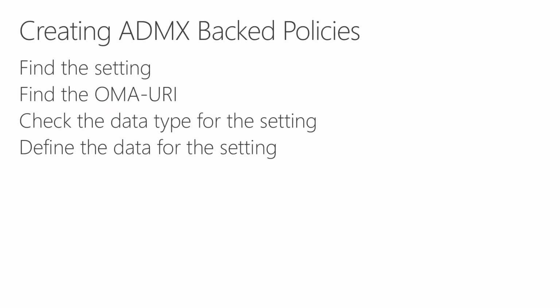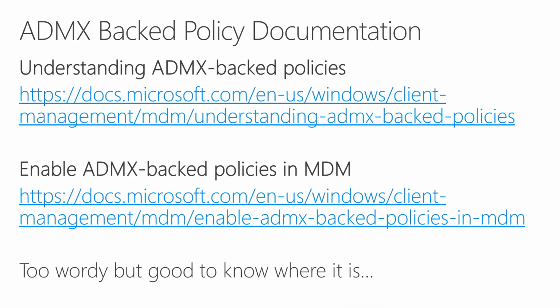So we've got a report, we know the settings we want. So when we're creating the ADMX-backed policy, we're going to take the setting, confirm the OMA-URI, check the data type for the setting, and then define the data for the setting in the Intune console. This gets to be a little bit tricky if you use the Microsoft documentation and use their process. It's pretty wordy and you're looking at the ADMX files themselves to see how things are configured, and I found this to just be confusing and a lot of work.